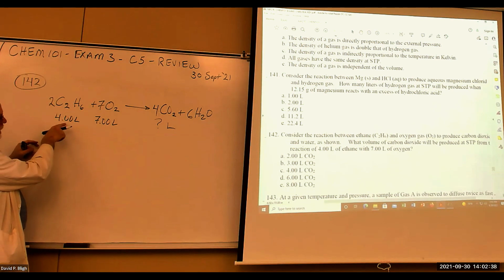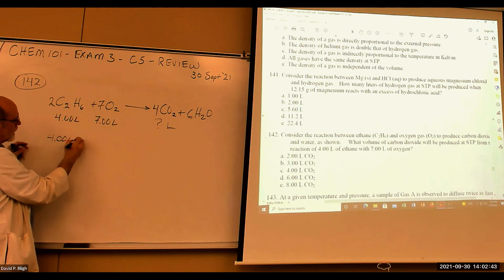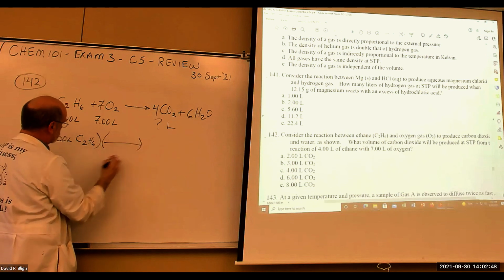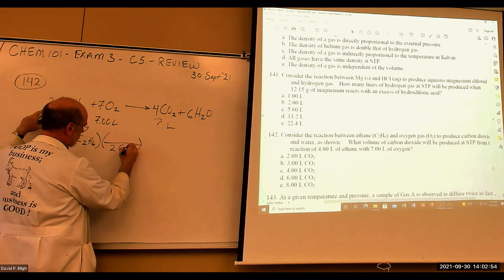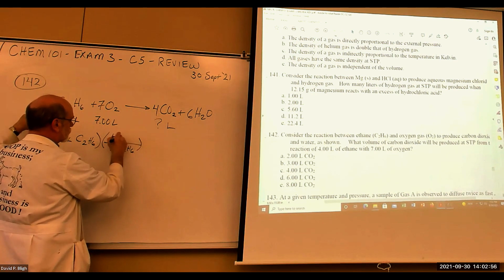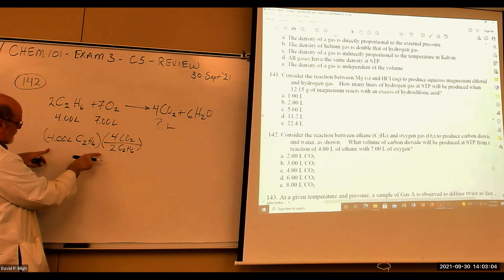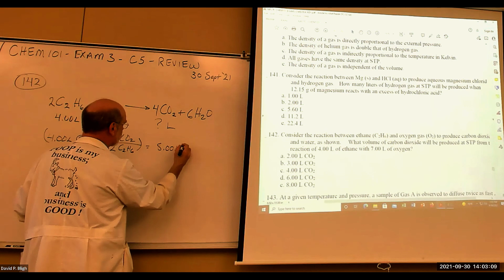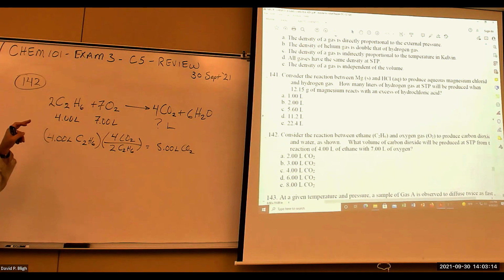So if we say 4 liters of this would make how much carbon dioxide? 4 liters of C2H6. And what's our conversion factor? 2 of these for every 4 of those. Right? Coefficients. So that means 4 times 2 is 8. This would potentially give us 8 liters of carbon dioxide if all of the ethane were used up.